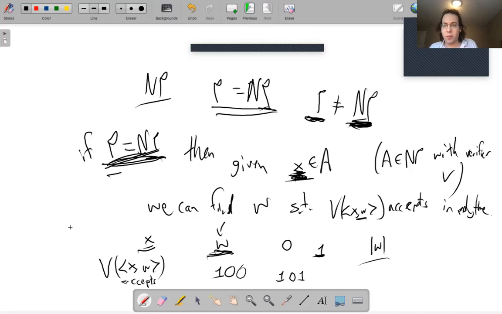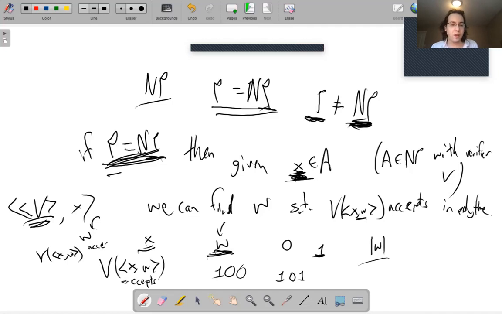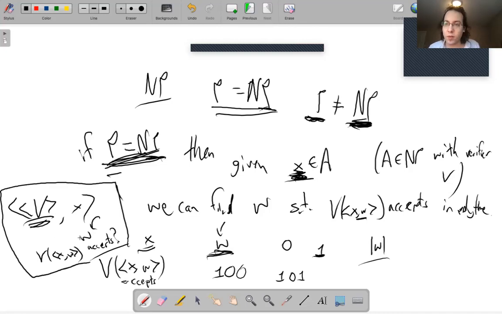Okay, and that kind of means that, given an arbitrary computation, suppose that somebody gave me the description of a machine V, and also a string X, and V was polynomial time, and they asked me, does there exist a string W that causes this machine to accept the pair X comma W? Does there exist a polynomial sized string W such that this accepts? If somebody asked me this question, then this question would in fact be in NP.